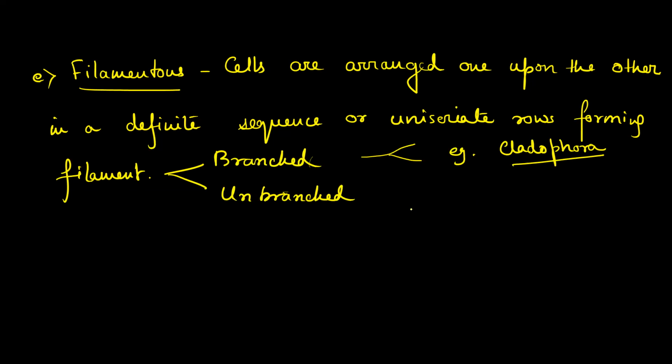Coming to unbranched, the cells are arranged one above the other without any branching. The unbranched filament will look like this. The cells are arranged one above the other without any branching.